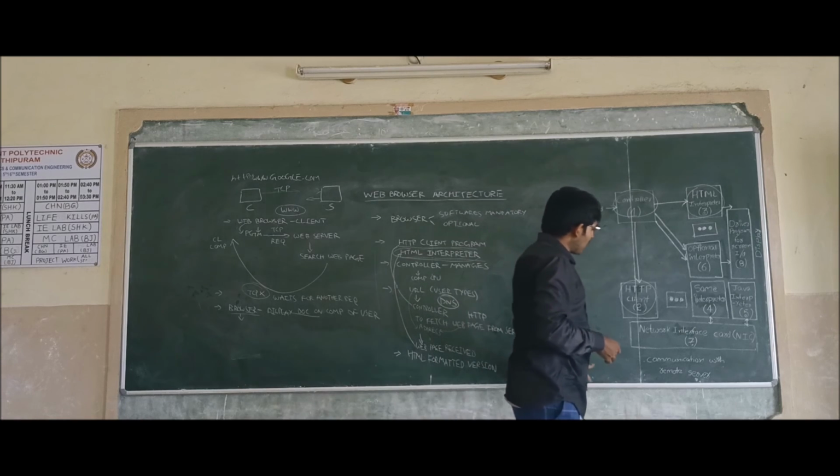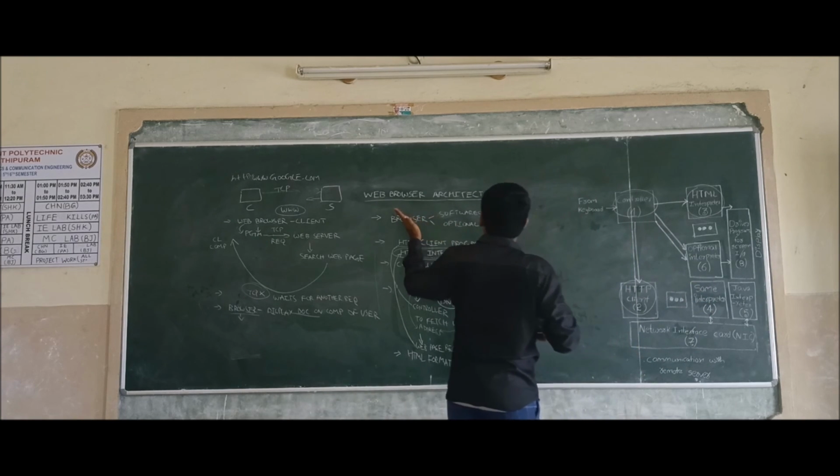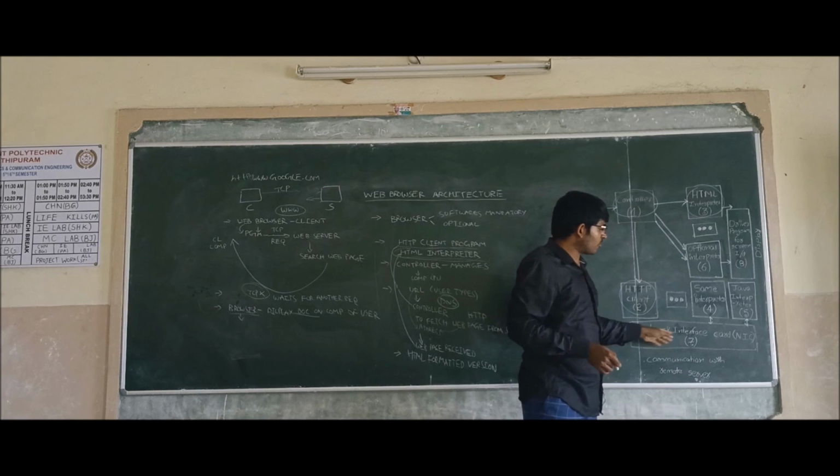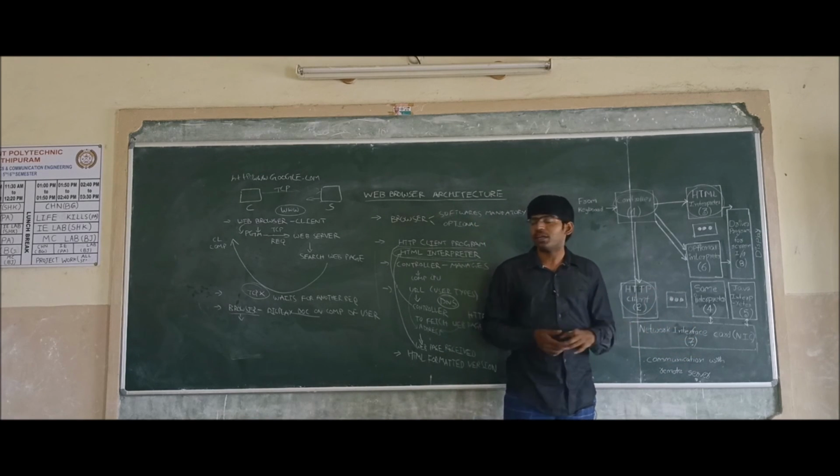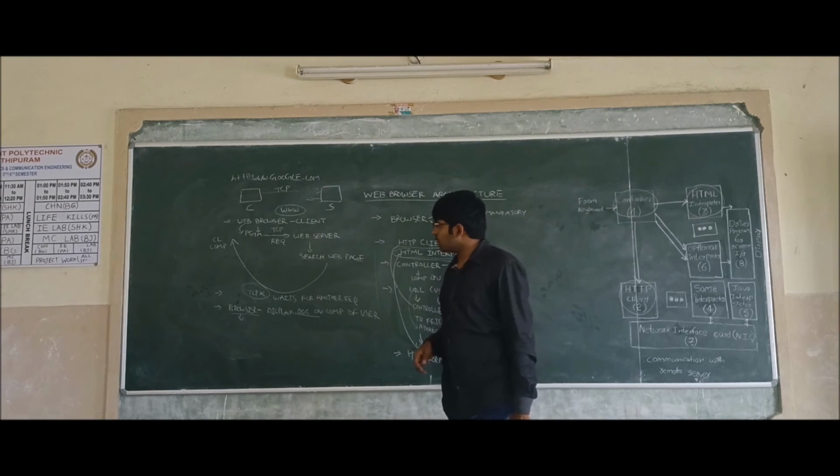This is a rough architecture of the web browser. In the network interface, we store the IP address. For storing that, we use the network interface card.